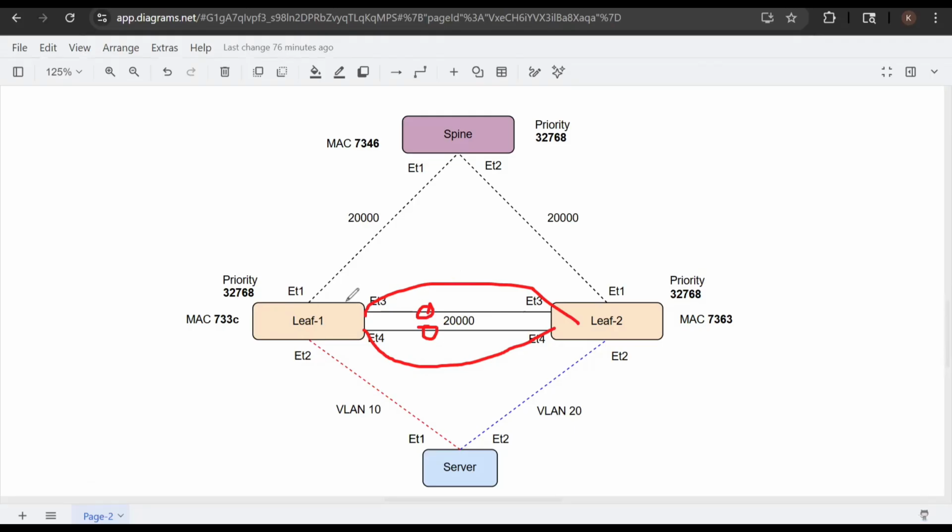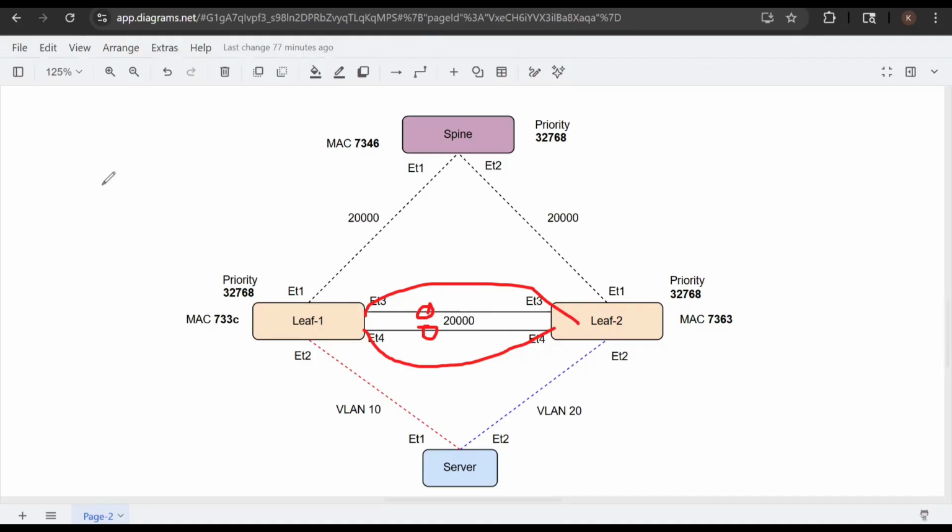So one port on one side should become the designated, and the other side should become the alternative, because both sides cannot be designated. If one side is designated, the other side has to be either alternative or root. If both sides are designated, then it will create a loop. We'll be seeing both sides as designated, and loops as well. I have test cases for that as well.